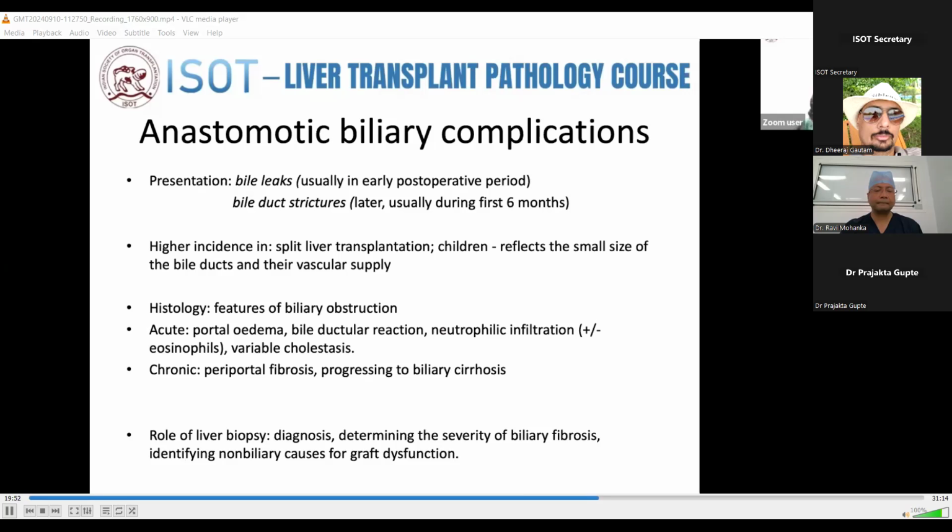So what is the role of liver biopsy here? Diagnosis, identifying it as a large duct obstructive lesion, determining the severity of the fibrosis, and ruling out other causes of graft dysfunction. So what would this look like on biopsy? It would look like a large duct obstruction. We will see features of large duct obstruction essentially.